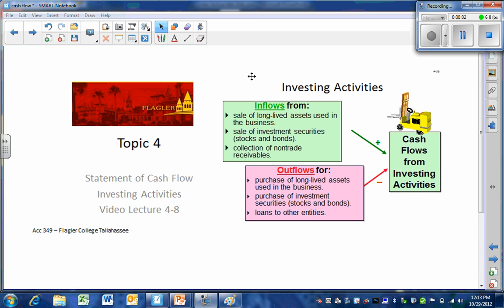In our next video involving the statement of cash flows, we're going to be looking at investing activities. And investing activities is when we use cash to either purchase or sell non-operating assets. So the inflows will come from the sale of operational assets used in the business.